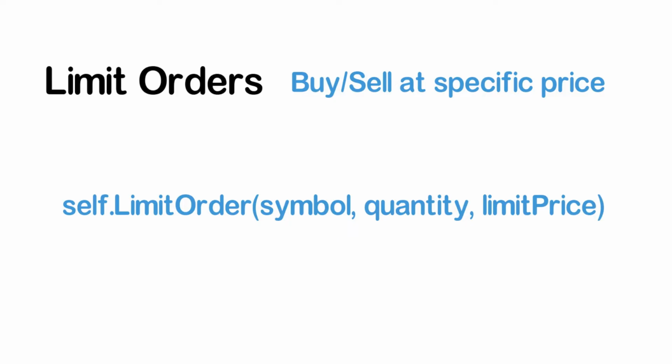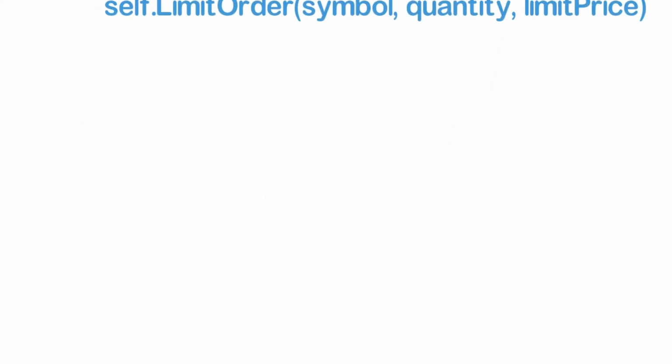The first 2 are the symbol and the quantity, so the same as for market orders, and the third argument is the limit price. Since limit orders can take longer to fill or might not be filled at all, it is possible to update them, but more on updating orders in a few minutes.